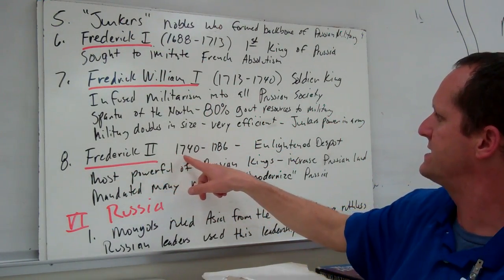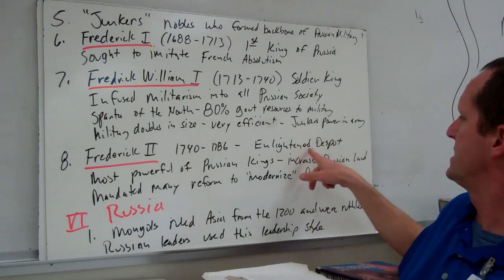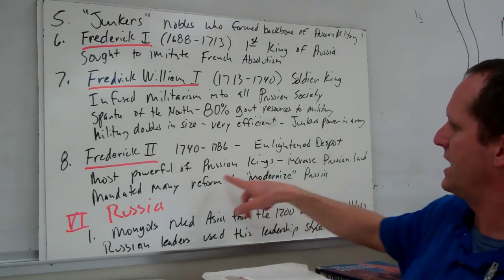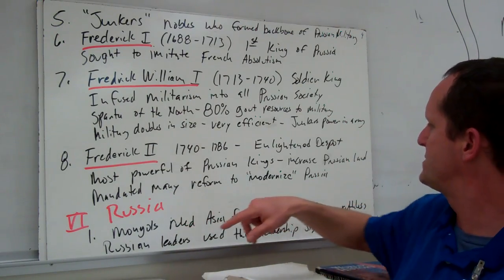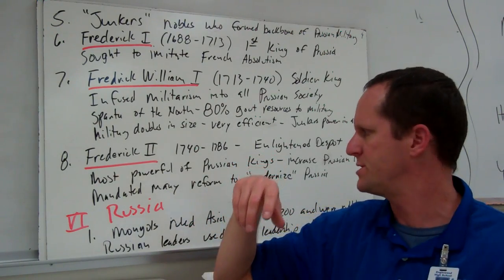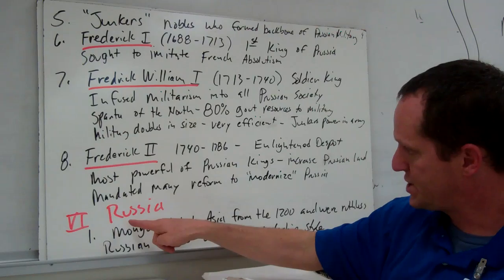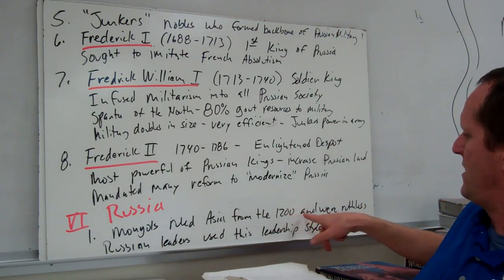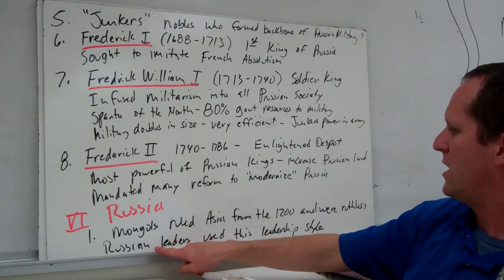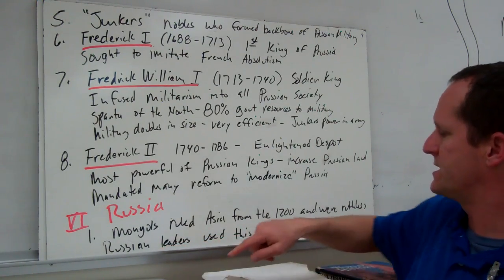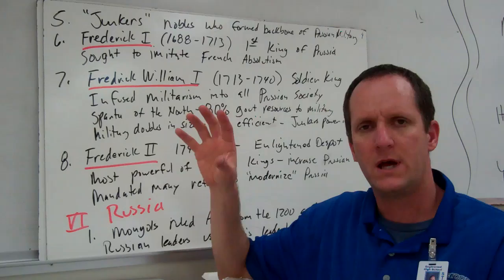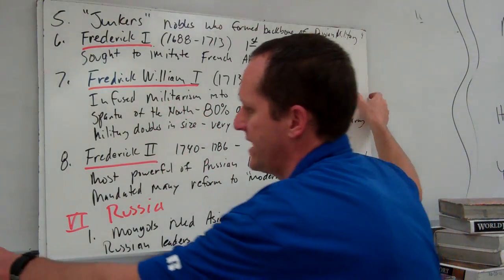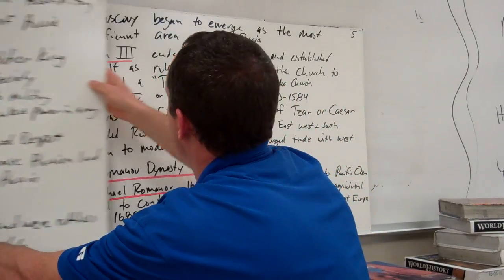Now, Frederick II, 1740-86, he was an enlightened despot, most powerful of the Prussian kings, increased Prussian land, mandated many reforms, tried to modernize Prussia. Now, Russia. Mongols ruled Asia from the 1200s and were ruthless. Russian leaders used this leadership style. So as the Mongols had taken over most of Asia, their effects were felt in Russia.